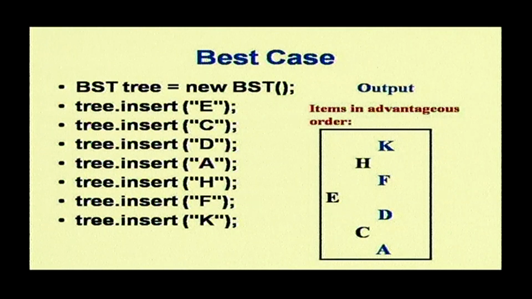This is the best case, because why is it called the best case? Because the tree is a complete full binary tree. So, for any search algorithm, compared to the number of nodes, the height that you have to search will be the least. This is the worst case.